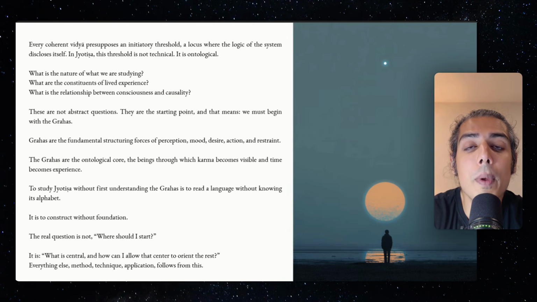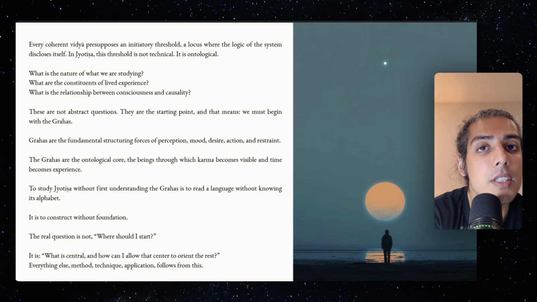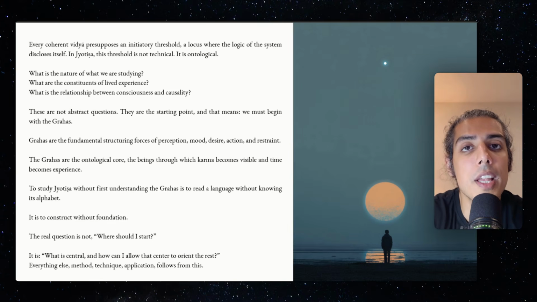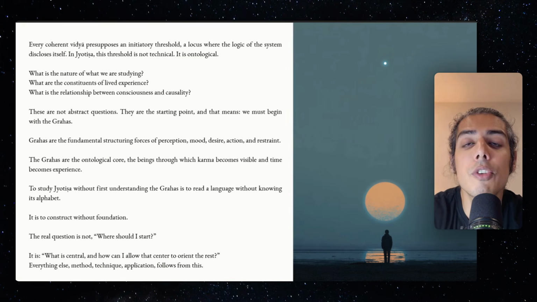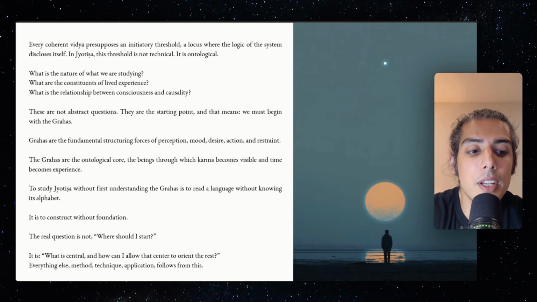The real question is not where should I start studying. It is what is central. How can I allow that center to orient to the rest? Everything else, method, technique, application follows from this. So, the idea is not where should I start because there's no choice. We should start with what? With whatever is central, the foundational pillar. And once we answer that question, what is central, which is grahas, naturally we know where we need to start. So we'd be like, oh, that's where I start. That's what's central. That's the main thing, the foundation of everything.